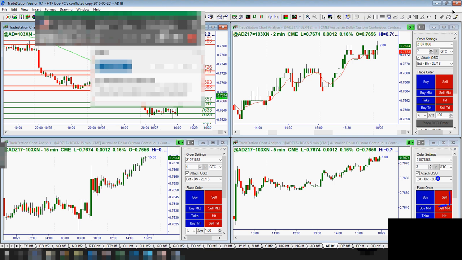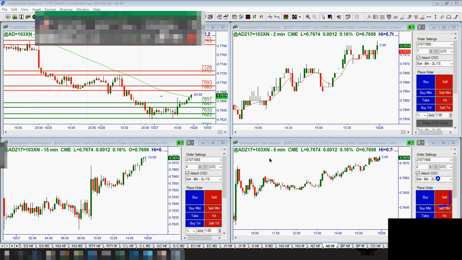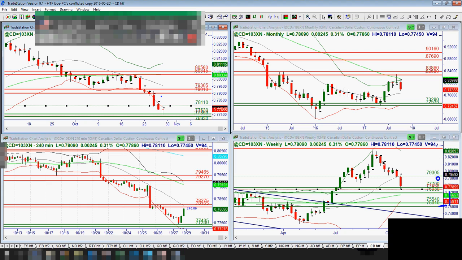Okay. Let's begin. All right, so now that was our first one that I was really excited about. The next one is going to be the last thing we're going to look at today, Canadian dollar, which is also setting up for a really, really nice long, okay? Let's take a look at that.